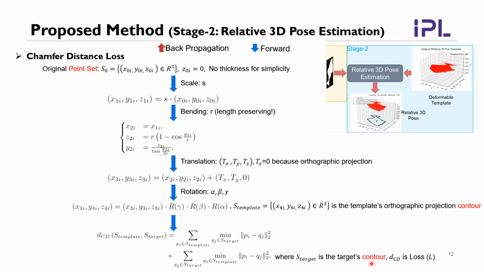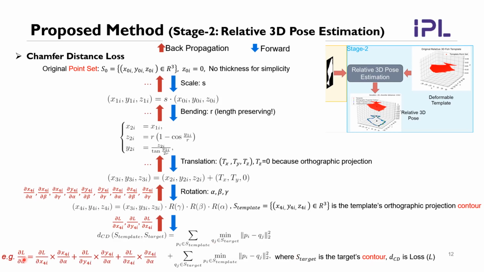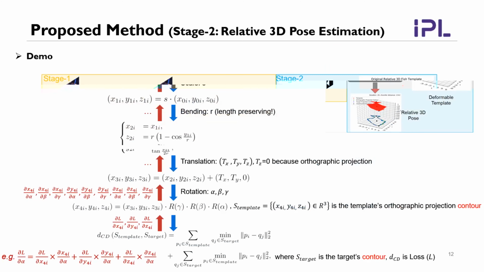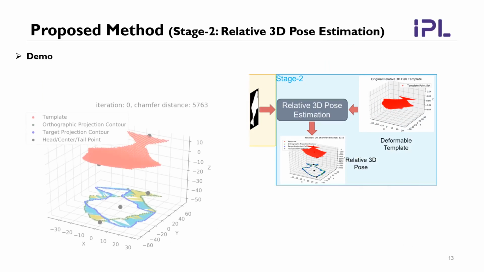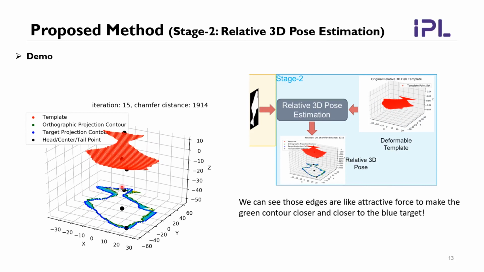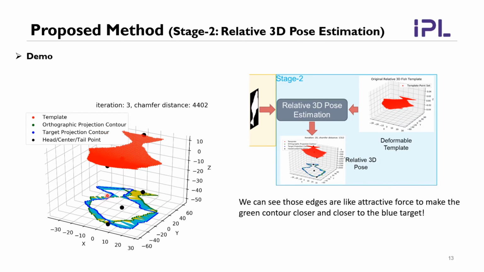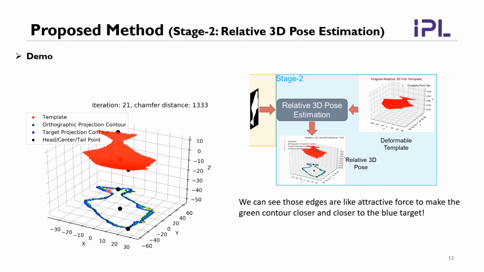Then we treat this chamfer distance as a loss and use gradient descent to minimize it, so that we can update all parameters in rotation, translation, bending, and scale. Here is an example about how to calculate the derivative. Here is a demo. From the input mask, we get the blue contour. The red points are the template. The green points are the orthographic projection contour of the template.